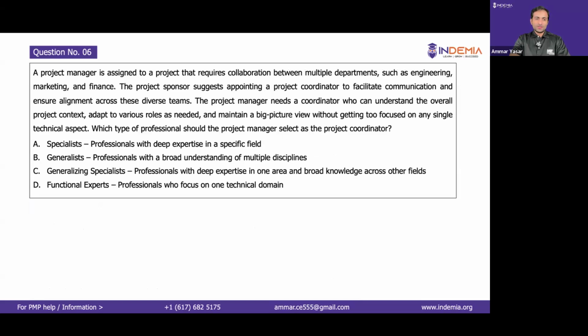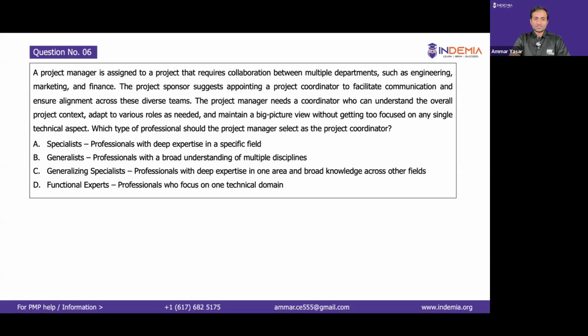Next question. A project manager is assigned to a project that requires collaboration between multiple departments, such as engineering, marketing, and finance. The project sponsor suggests appointing a project coordinator to facilitate communication and ensure alignment across these diverse teams. The project manager needs a coordinator who can understand the overall project context, adapt to various roles as needed, and maintain a big picture view without getting too focused on any single technical aspect. Interesting. Which type of professional should the project manager select as the project coordinator?